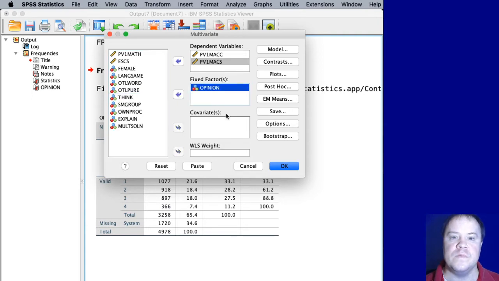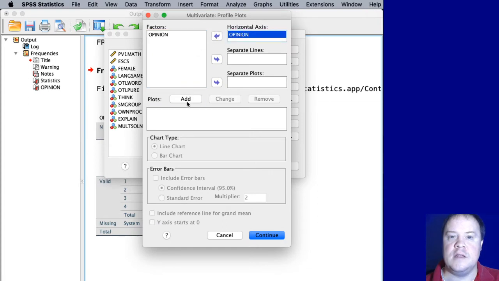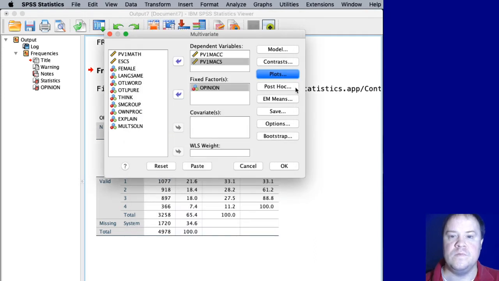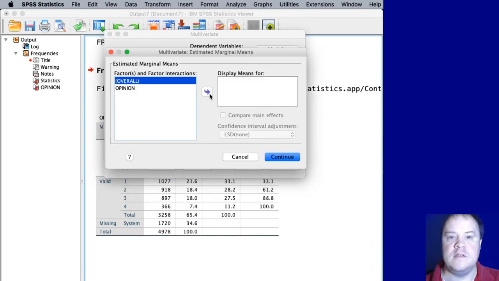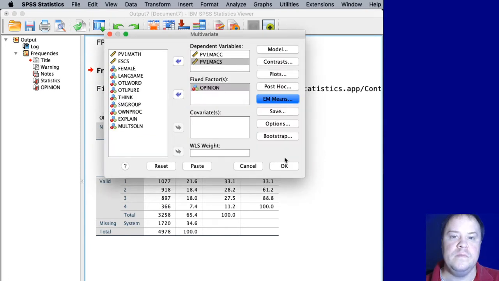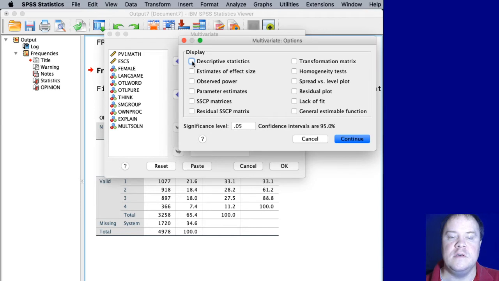All right, now let's look at the options here under plots. Let's go ahead and create this plot with opinion on the horizontal axis. Continue. Estimated means, let's go ahead and do one for overall. Under options, let's go ahead and look at descriptive statistics, effect size. This is how we're going to get partial eta squared. If you remember from part 1 of the video, we talked about how that is similar to an r squared value. Observed power and homogeneity tests. Continue.